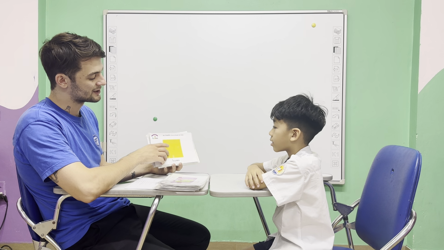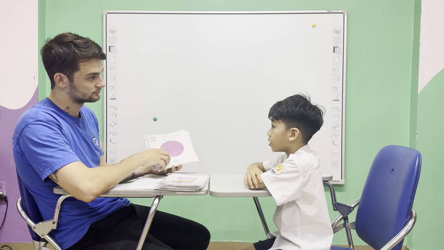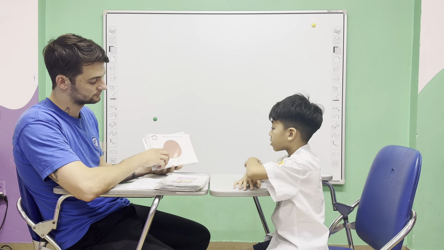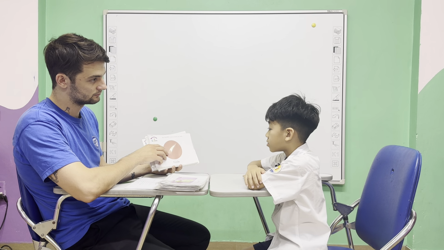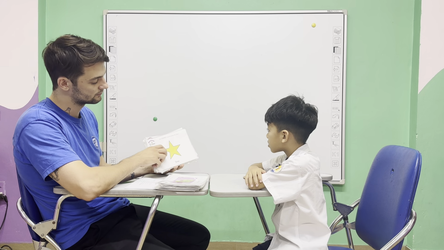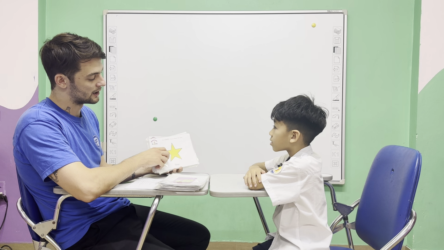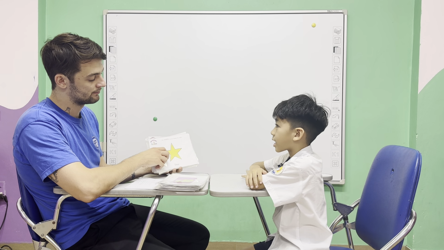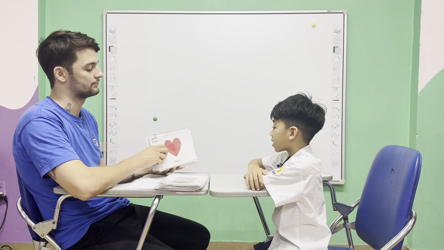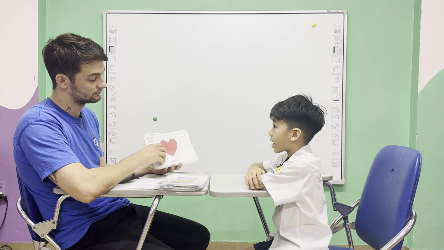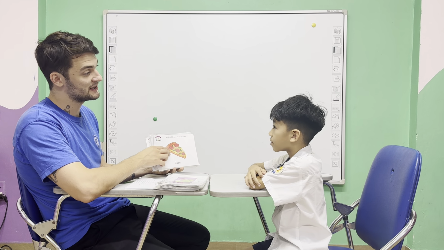It's a square. How many sides? 4 sides. Oval, low side. Circle, low side. Heart. Star. 10 sides, okay. Heart, low side. What shape is the pizza?